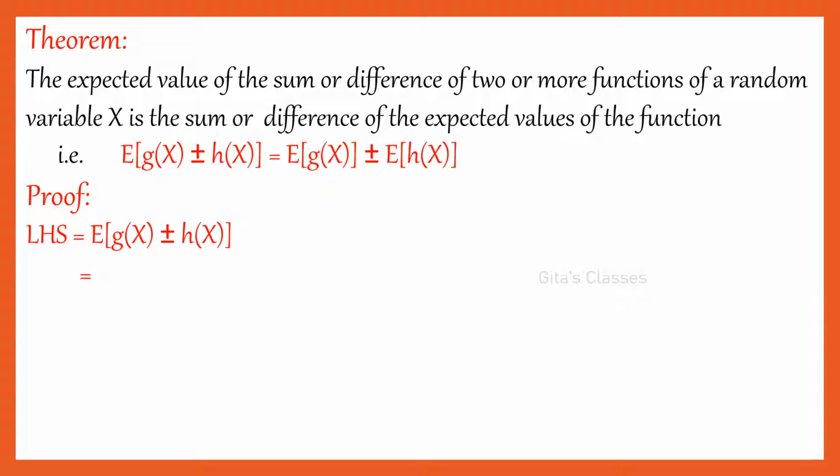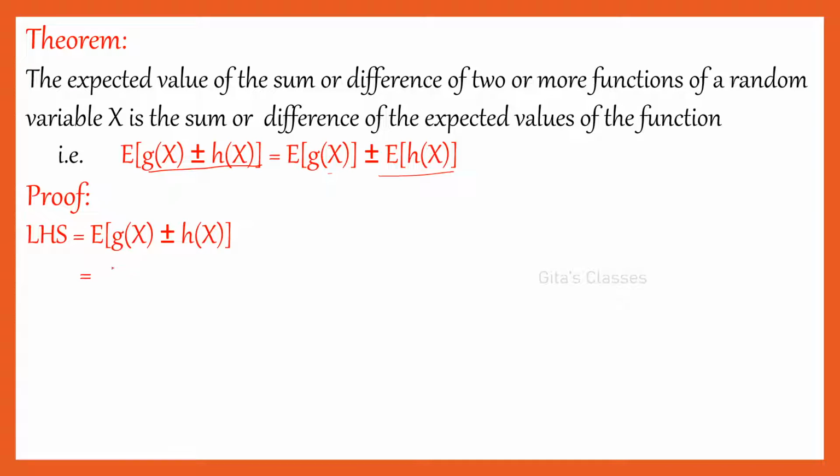Next theorem: E of g of x plus or minus h of x is equal to E of g of x plus or minus E of h of x. So let us take the left hand side. That is, the expectation of the sum or difference of two random variables is equal to the sum or difference of their expectations separately. We have to prove the right hand side from the left hand side. You can take either the discrete or continuous, and you can prove it for both.